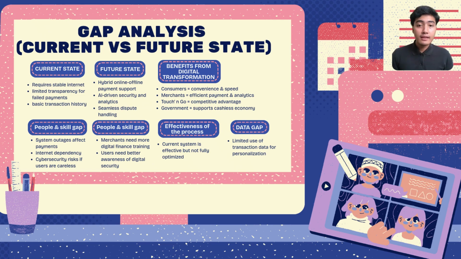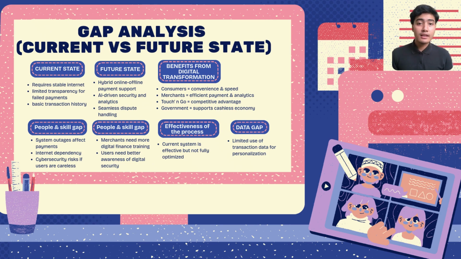At present, the system depends heavily on a stable internet connection. When the internet connection is weak or unavailable, payments may fail or be delayed. This can cause inconvenience for both users and merchants.